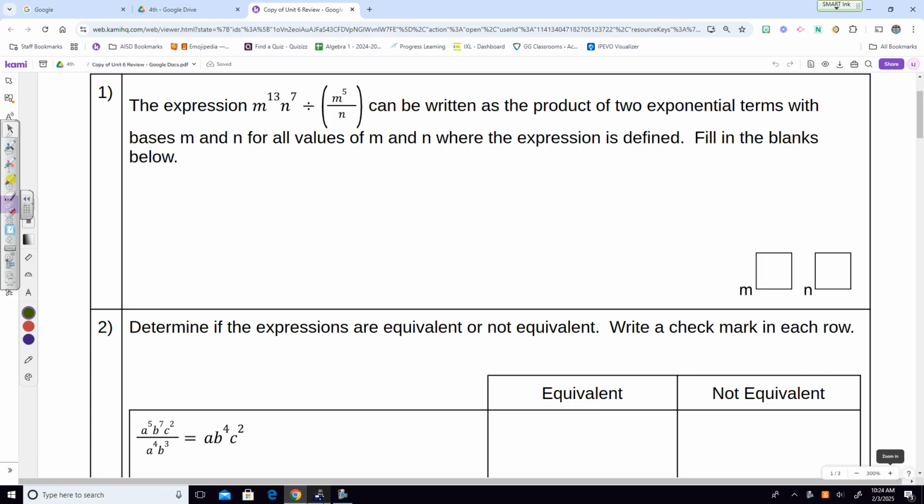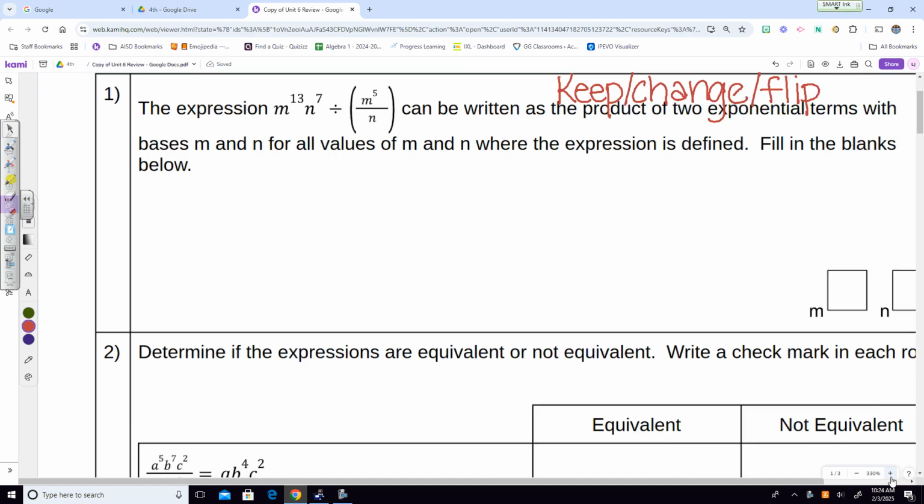Now, I'm not talking about exponents. I'm just talking about regular mathematics in elementary school when you learned about fractions. What did you have to do when you were dividing by a fraction? Keep, change, flip. So on your exam, very good, you're going to have a keep, change, flip problem. So write that down. You're going to have a keep, change, flip problem.